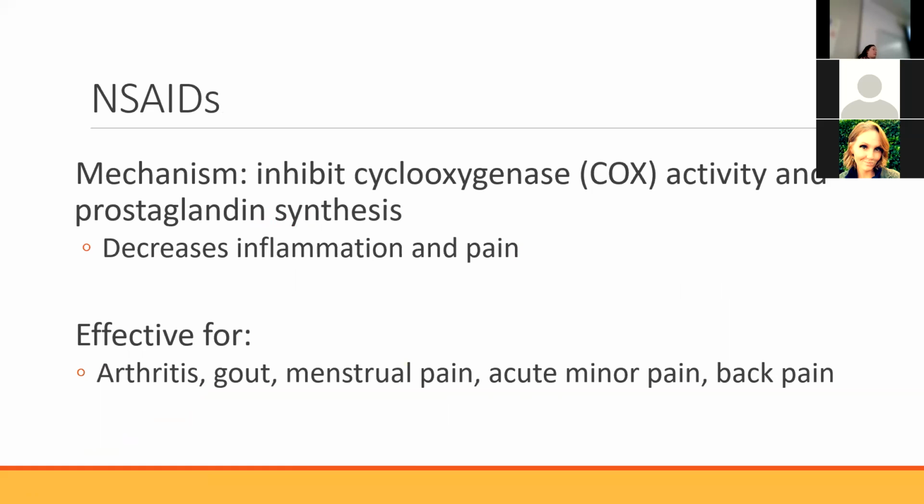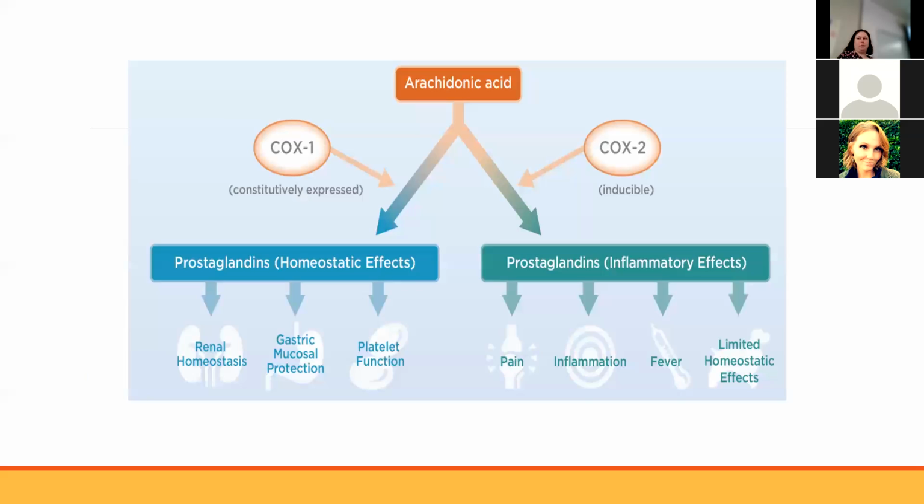NSAIDs inhibit COX, and that leads to inhibition of prostaglandin synthesis. So we have a decrease in inflammation and pain. Again, it still works for arthritis and fever, gout, menstrual pain, minor to moderate acute pain, sometimes back pain, depending on the mechanism.